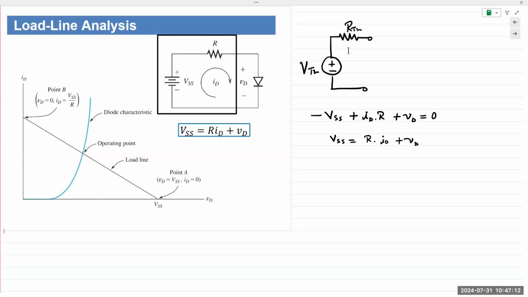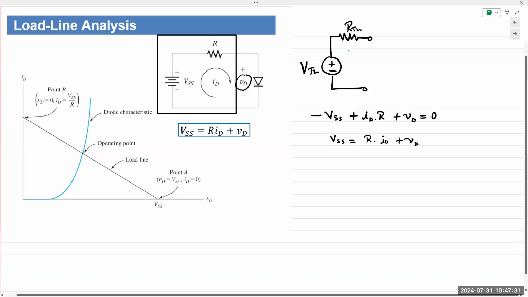Circuit analysis is the process of determining the values of the unknown quantities in a circuit. Unknown quantities could be voltage, current, power, energy, and so on. But primarily, unknown voltages and unknown currents, right?